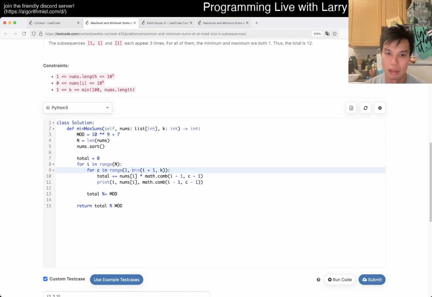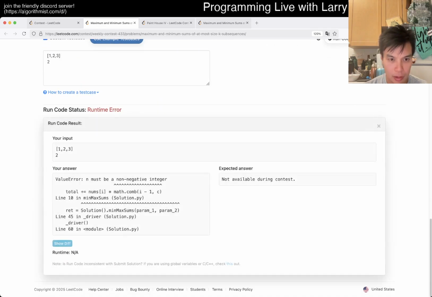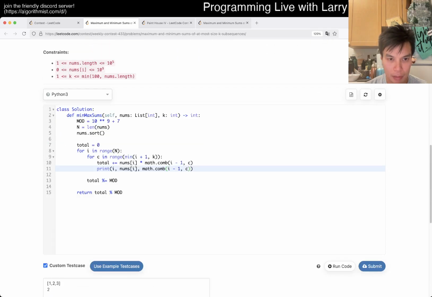No. Should be this. I think I don't need c minus 1. I think I'm just being dumb. n must be a non-negative number. No, it's i plus 1 minus 1, because if index is 0, you have 0 other numbers.